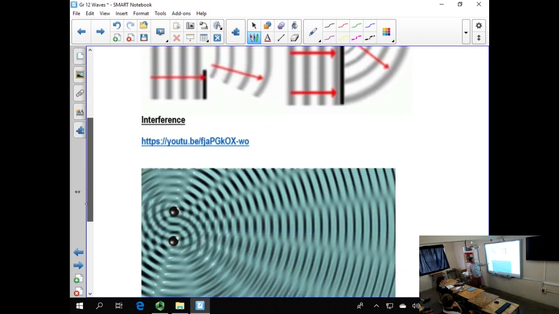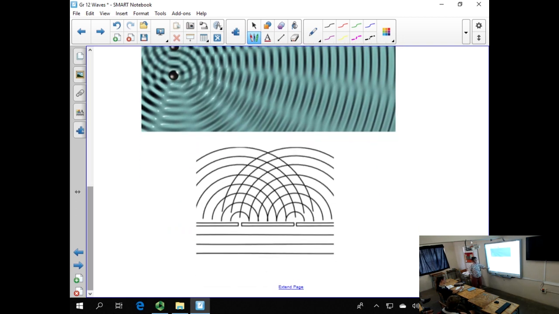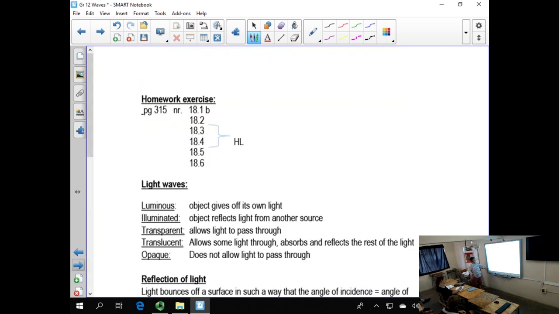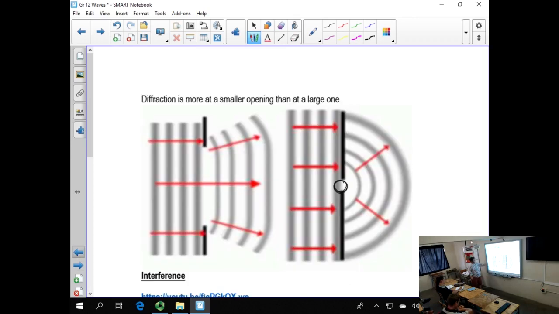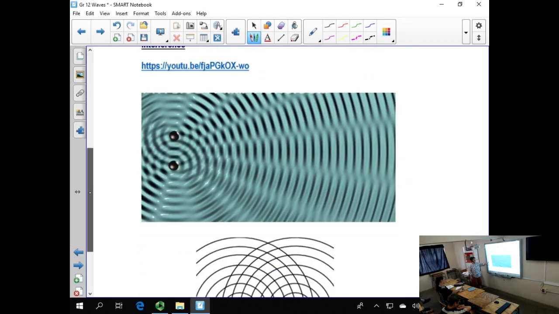We had a look at some of the videos. Now we have some more videos, but I first want to explain interference. Now, interference is higher level only, okay?